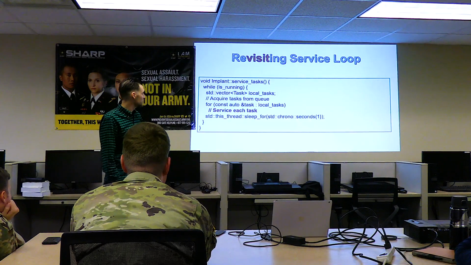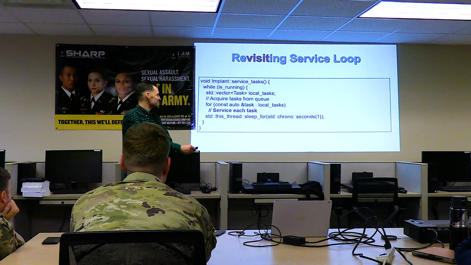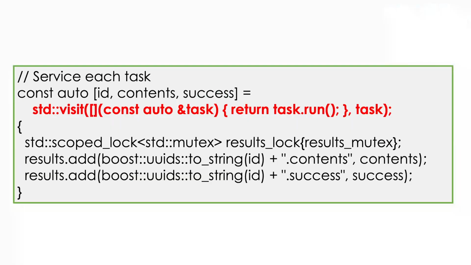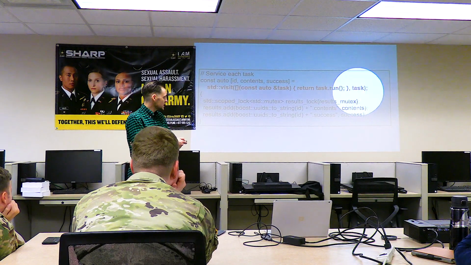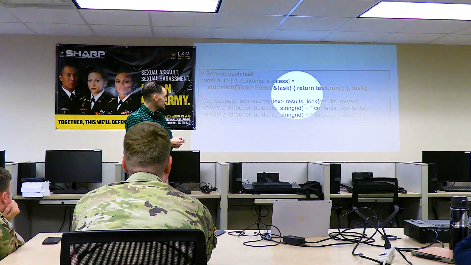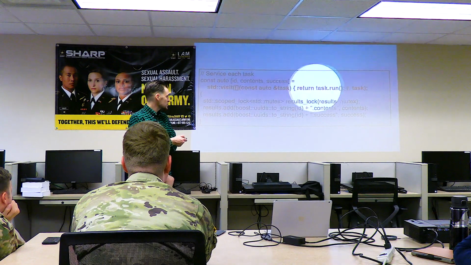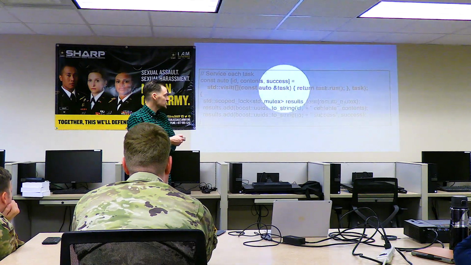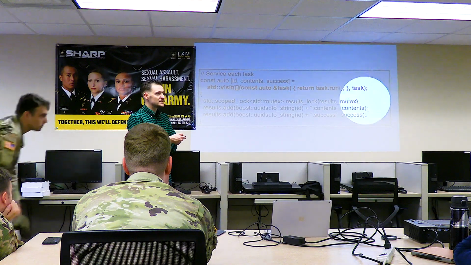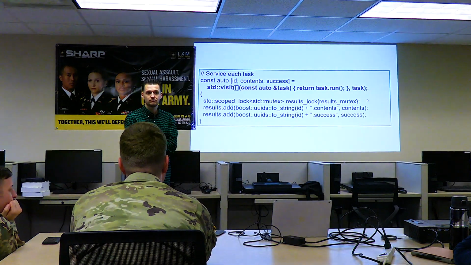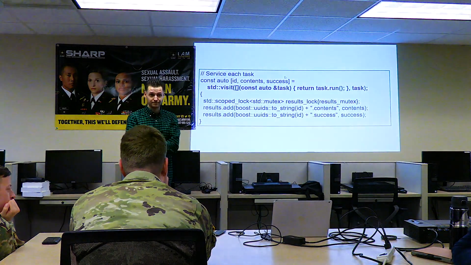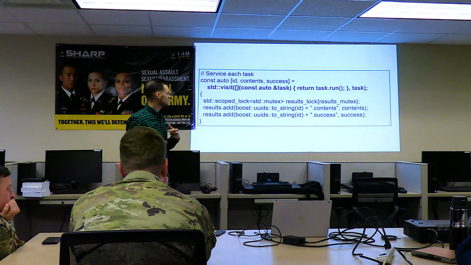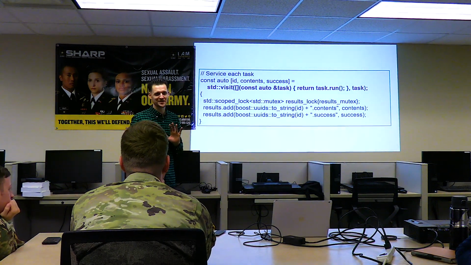We're going to look at the service loop. So this is what it looks like. You essentially pass a variant in and a lambda. So here's the variant task, and then we're going to pass this lambda in, which says, "Hey, visit, I want you to apply this function to this variant and give me the result." And you'll see this guy here is a structured binding, so we can unpack ID, contents, and success. There's a little bit of a spoiler alert on what's in the results object.